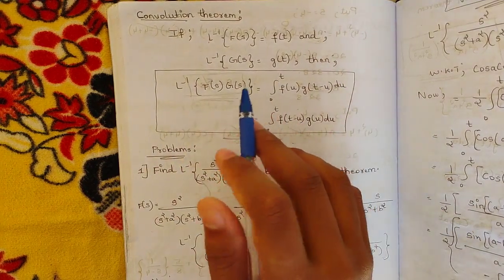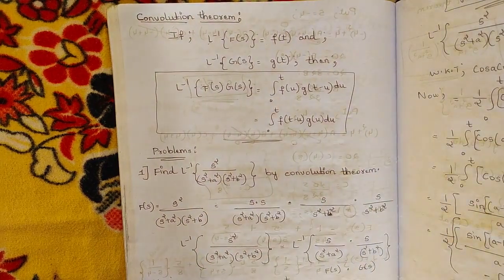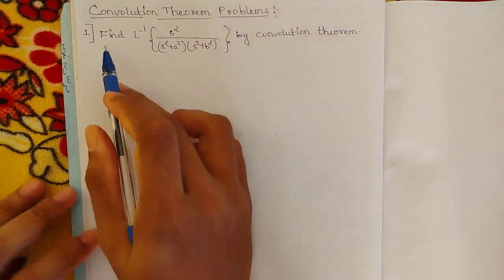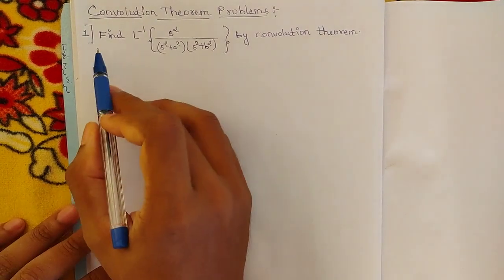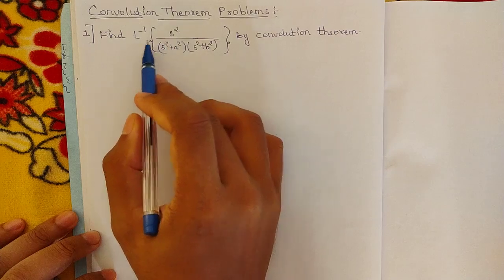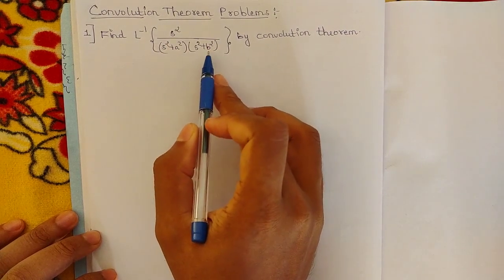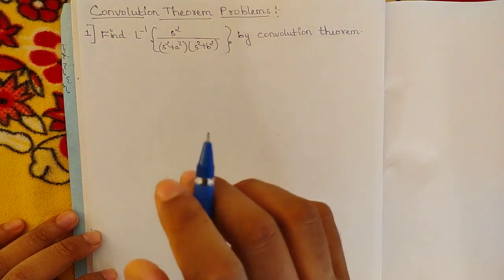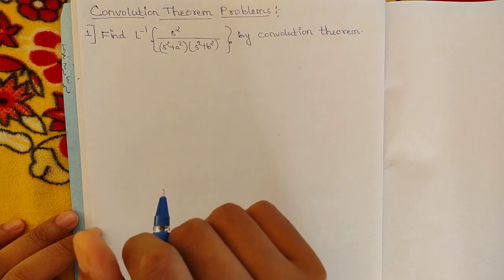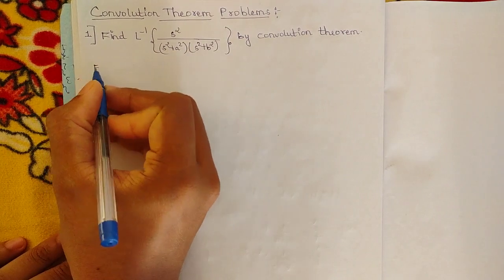This is the formula. Now let us discuss some of the problems. This is the first question related to the convolution theorem. Find the inverse Laplace transform, L inverse of s square divided by s square plus a square into s square plus b square, by using the convolution theorem. Let us see how we can solve this problem. First, this is the f of s term given.